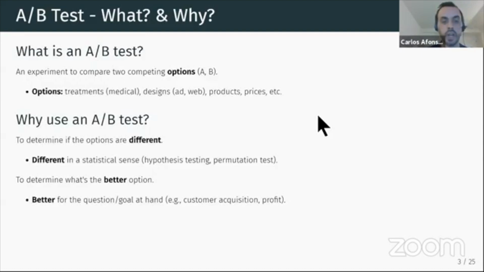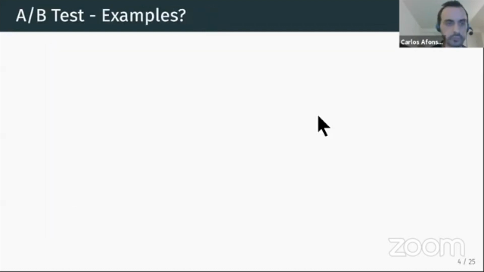So A/B testing is a way of comparing two competing options, A and B. We want to check if they are different, and not just if they are different, we want to check if one is better than the other. And it depends on what's the goal and the problem that we are trying to solve.